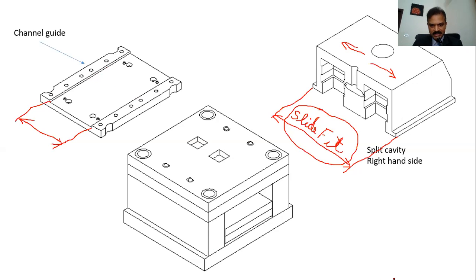For example, I'll just show you. Let's get out of this. Now look at this part here. You can see the well. I don't know whether it is visible to you.